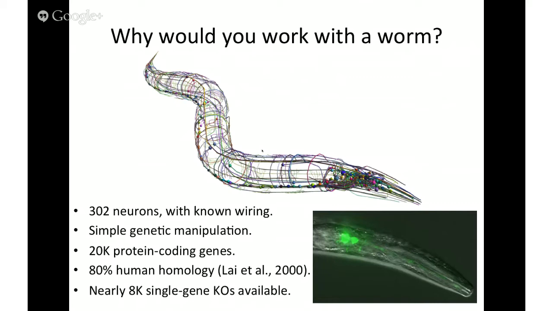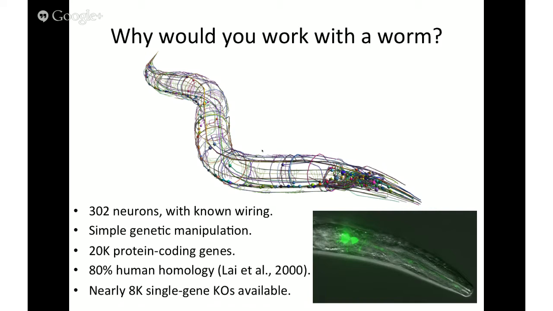This is the head of a worm. Somebody else put a fluorescent reporter into several of the neurons that are in the head. And you can clearly see them labeled, and you can even see the tracts, the projections extending from them into the head and almost all the way to the tip of the nose. There are 302 neurons in this worm, and the wiring is known in the adult hermaphrodite.